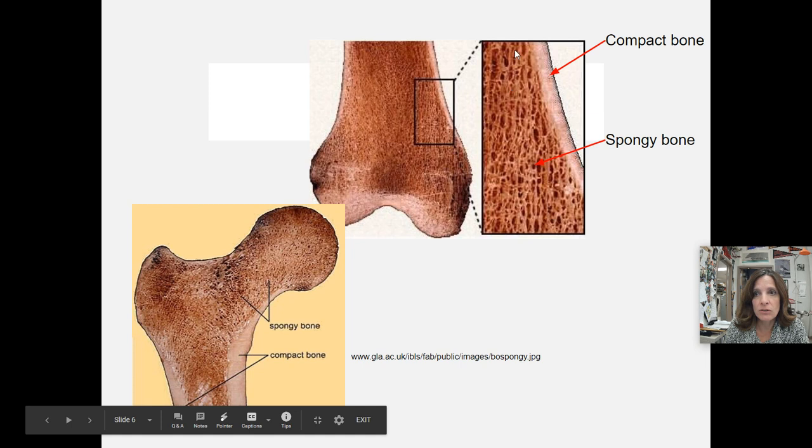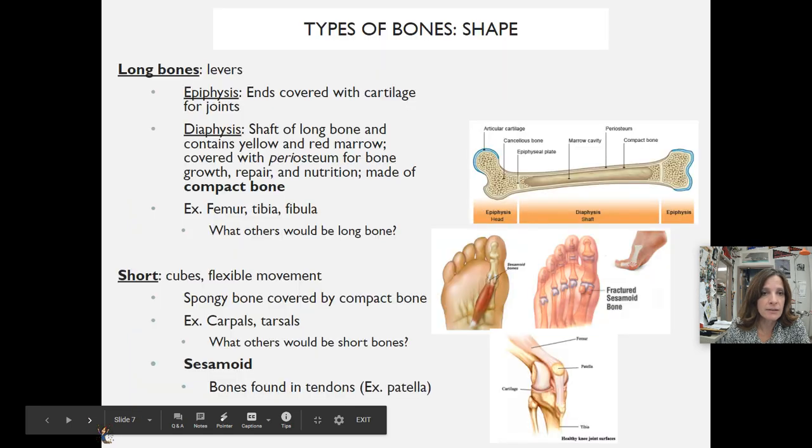So here's just another picture. You can tell spongy bone versus the compact bone. And as you go down, this is a picture of the femur. As you go down, there's more and more compact bone to take that stress.